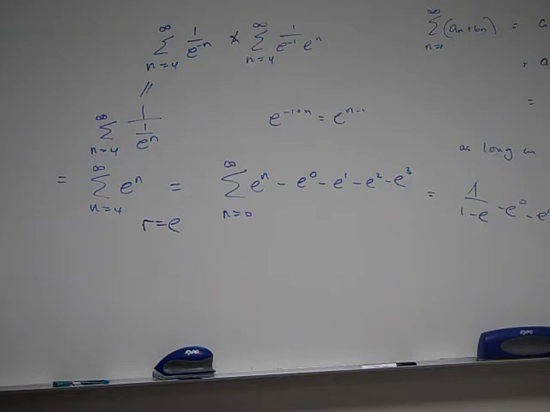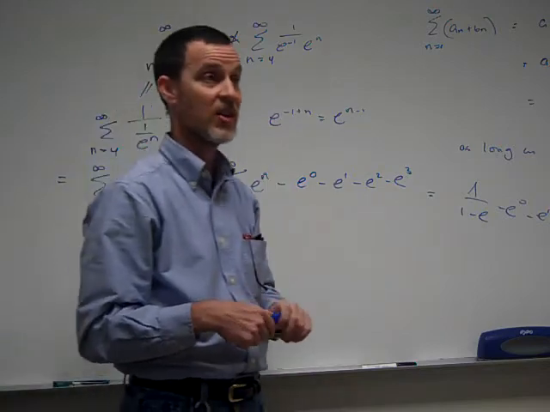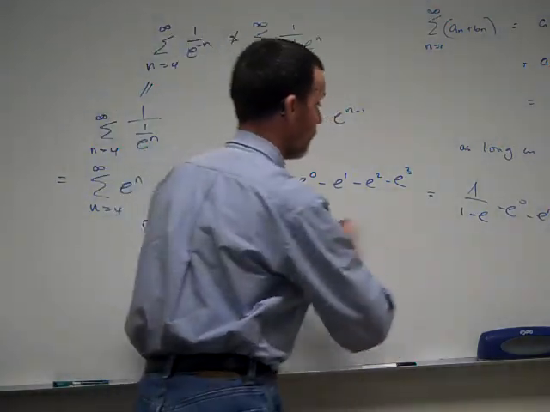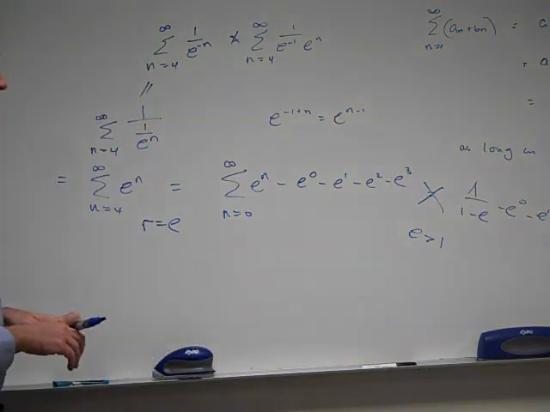What's e equal to? About 2.71828... dot, dot, dot, right? Which means this one doesn't exist, and this one doesn't exist, and this one doesn't exist. None of these exist, right? Because you can't apply the formula, because e is bigger than 1.